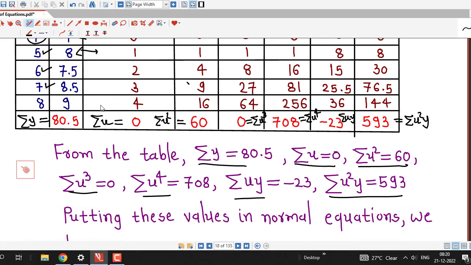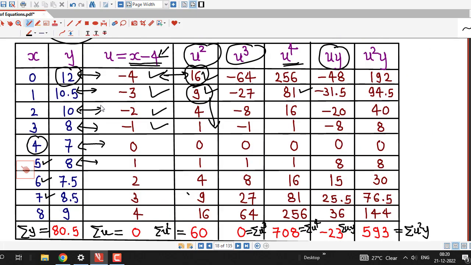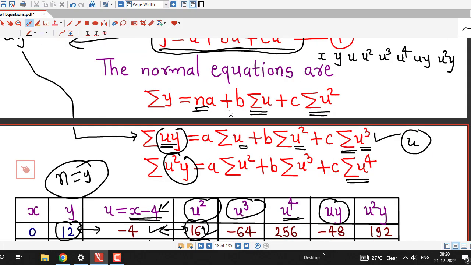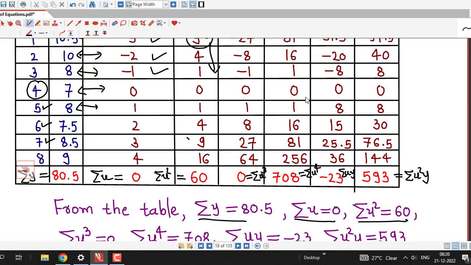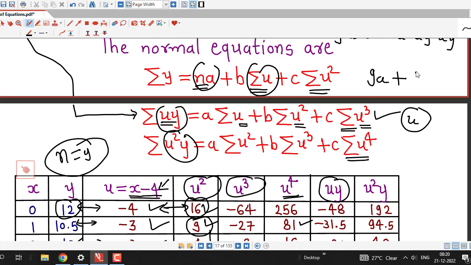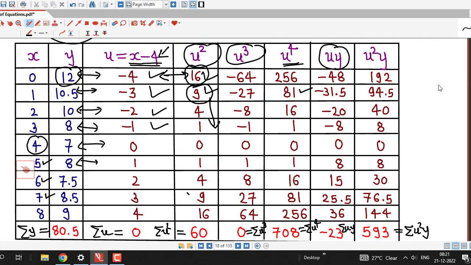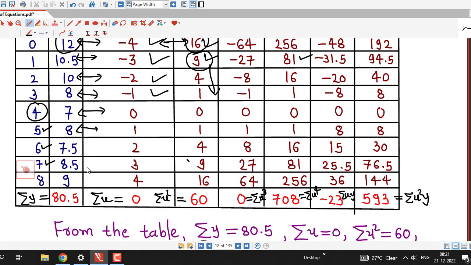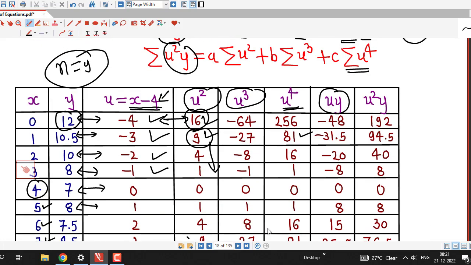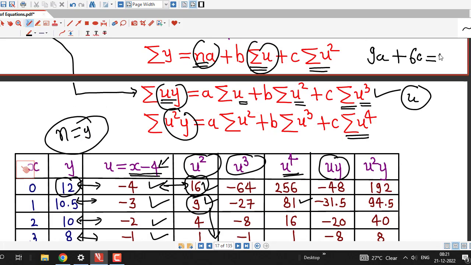So we substitute all those values, and we can see for the first equation we have n into a, that is 9 into a, sigma u into b, but sigma u is 0, and sigma u square into c, sigma u square is 60. So the first equation is 9 into a plus 60 into c equal to sigma y. Sigma y is 80.5. So this is my first normal equation.